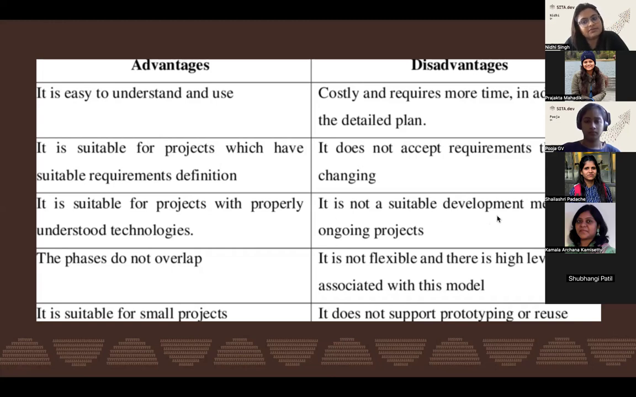It is not suitable as a development method for ongoing projects. The phases do not overlap, as I told you. It is not flexible. There is high risk associated with this model. It is suitable for small projects only, and it does not support prototyping. Prototype I will explain in the next model. So this is about the waterfall model, and nowadays we use the waterfall model very rarely. It is a very old, traditional model that we used in earlier times. In most companies, only the agile model is followed. Coming to the next.